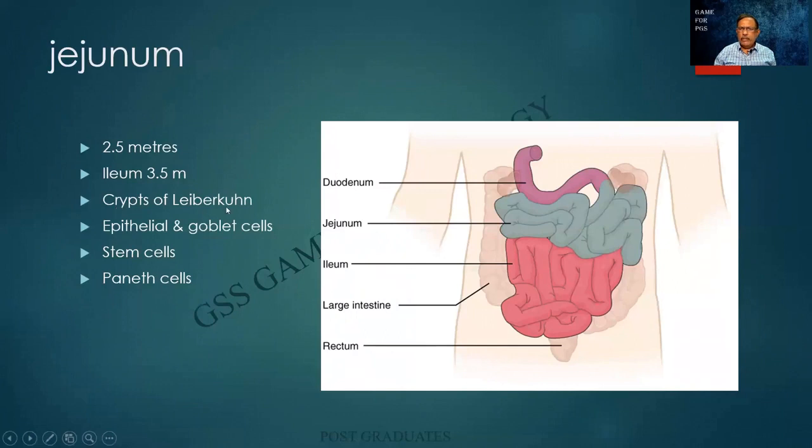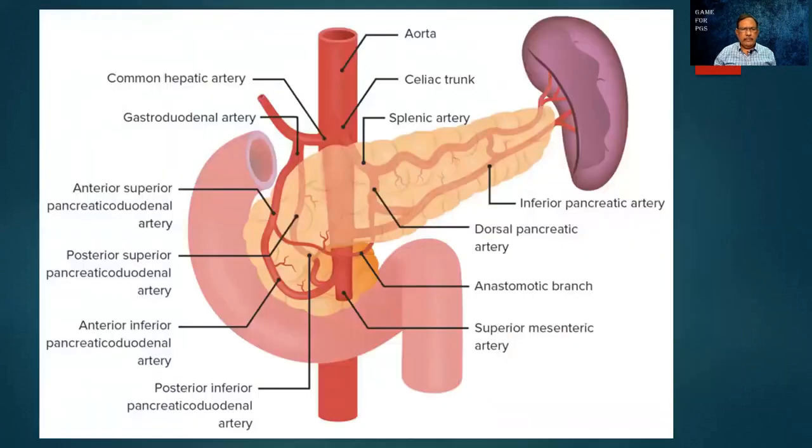What you people will have to remember throughout will be the crypts, the epithelial cells and the goblet cells, stem cells and the Paneth cell. I'll be explaining this to you. In fact, I had explained this in detail in one of my classes on the serrated lesions of the intestine. Look at this over here. So there is a superior part, a descending part, a transverse part which gets ascended, and then finally it ends as a jejunum.